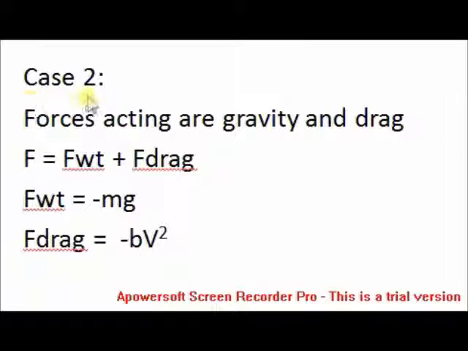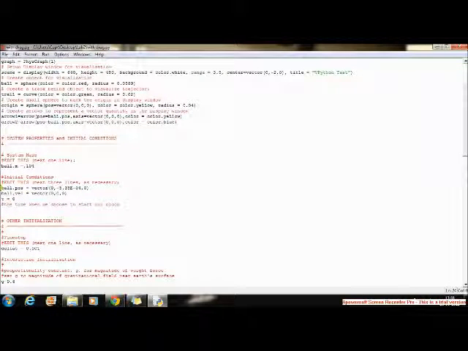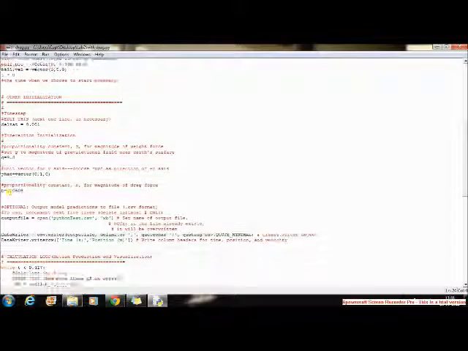So coming to case 2, the forces acting on the ball were assumed to be gravity as well as the drag force. So in addition to the gravitational force in case 1, drag force was included in this case. So weight force is equal to minus mg, and the newly included drag force is equal to minus bv square. The minus sign indicates the direction opposite to the velocity, and b is determined on various iterations made. So this is the computational model. Everything is the same as it was in the earlier case.